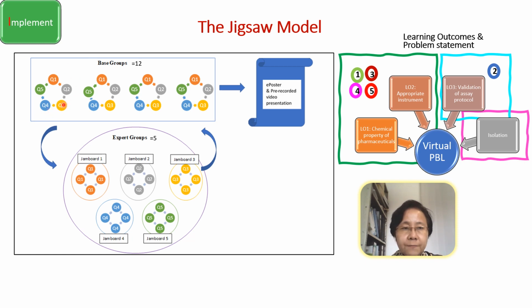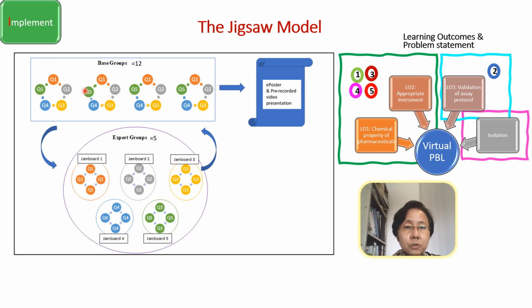Members from the base group having similar questions were regrouped again in the expert group, and these expert groups are from different groups from the base group, and they will discuss similar questions. So those with question 1 will post their comments in Jamboard 1, but the rest of the people can actually see their Jamboard, what is written there. After they have completed their discussion, they will return to the base group and they will teach the group members using video call or WhatsApp regarding what they have discussed in the expert group.